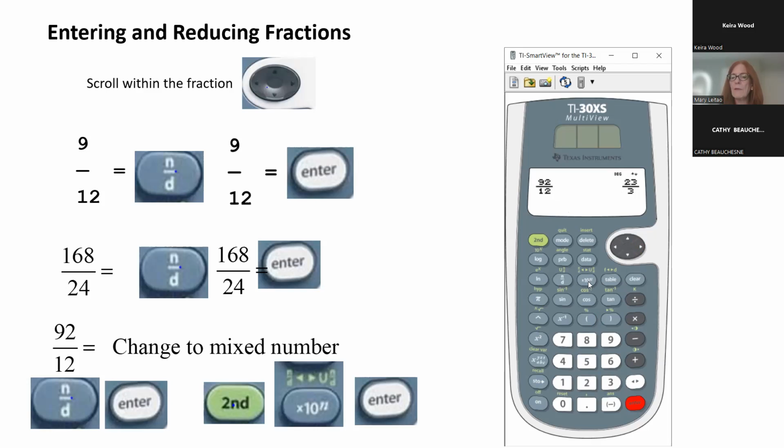It's above the X10N button, second, XN10. And you can see it flashing. It looks kind of weird, but it's telling you that it's changing this improper fraction into a whole number with a fraction next to it. Enter. So we have 7 2/3. Okay. So that is fractions.